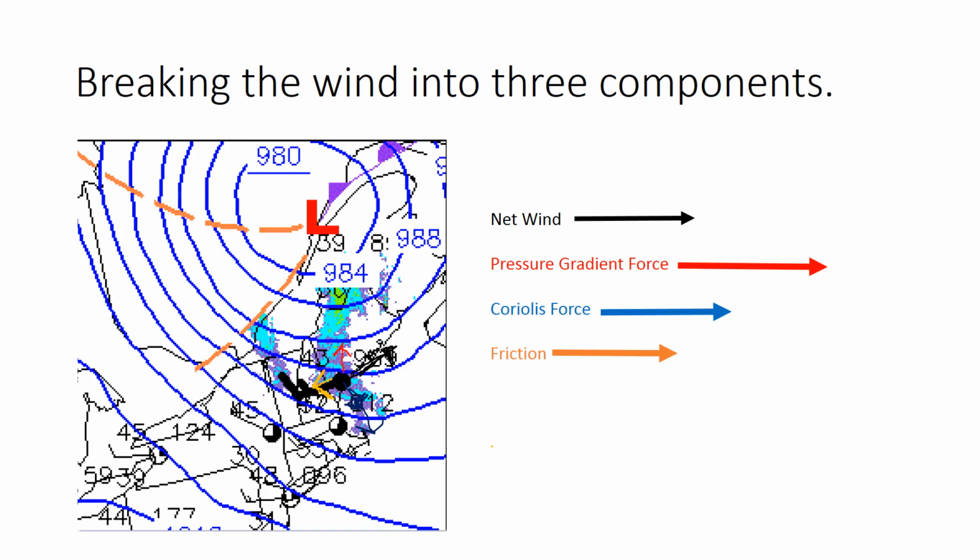So again, pressure gradient, that's going to be perpendicular to the nearest isobar and pointing towards low pressure. Coriolis to the right of the net direction, not the pressure gradient direction, to the right of the net direction that the wind is traveling in, and then friction directly behind where the wind is blowing. And that's really all that you need to know for the lab.